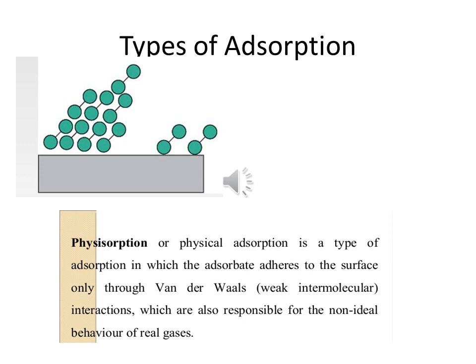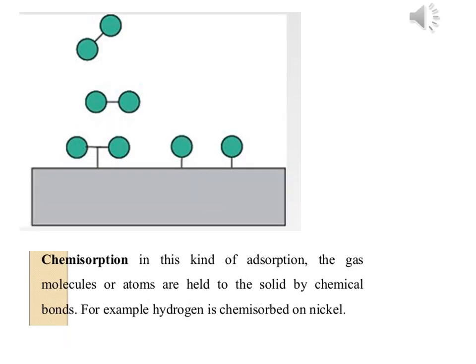Adsorption can be of two types, depending upon the force between the adsorbate and the adsorbent molecules. First type of adsorption is physisorption or physical adsorption. If adsorbate adheres to the surface through weak intermolecular interactions, that is van der Waals forces, we say the adsorption is physical adsorption. When in adsorption, the molecules or atoms are held to the solid by chemical bonds, it is known as chemisorption or chemical adsorption.